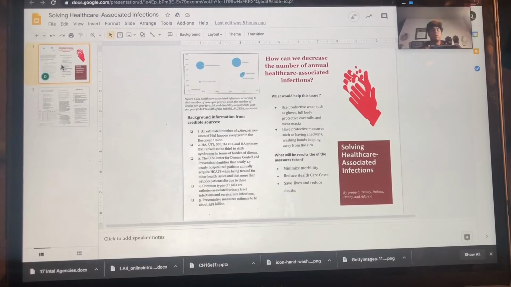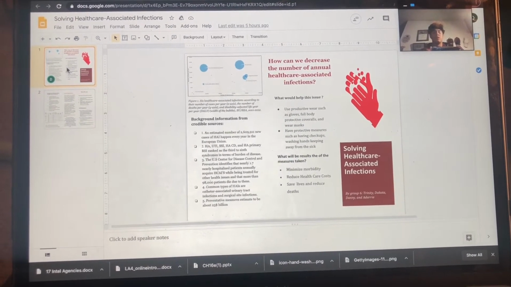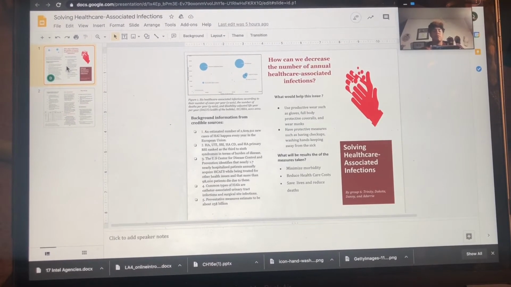Results of these measures being taken would minimize morbidity, which is the disease in a population, reduce healthcare costs, and save lives and reduce deaths.